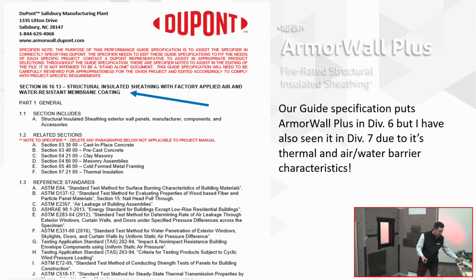Okay. And lastly, for everyone that specifies and writes specs, designers, consultants, we put this in our guide spec in Division 6 because it's a sheathing product first and foremost, and that may be the highest opportunity for sheathing installers to see it, but I've also seen it in Division 7. It's a thermal product. It also has an air and water barrier. So all these components in composite products make things a little trickier to specify because they're unique, right? We didn't have a product before where you could put it in multiple places in a guide spec.